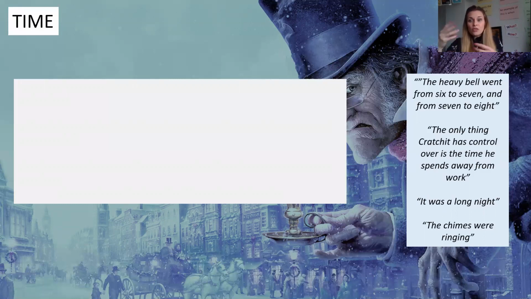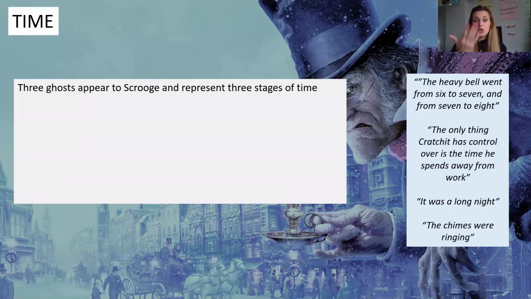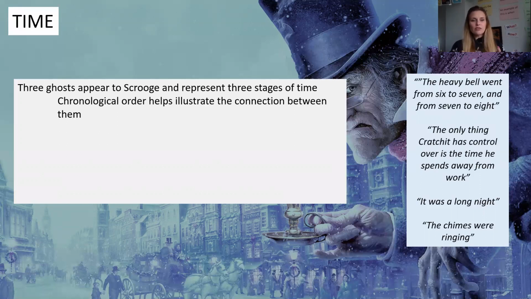So time, or the idea of passing time, is throughout this whole novel. We have to remember the ghosts appear to Scrooge, and the ghosts themselves, the ghost of Christmas past, present and future, represent three different stages of time. That's a nice paragraph that you could write about in an essay on the idea of time and the importance of time, and how each of those links to each other and helps give him a message. Now, remember as well that they come in chronological order.